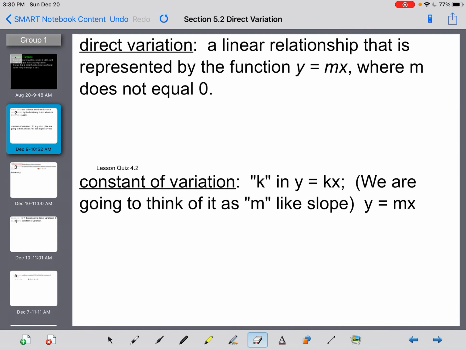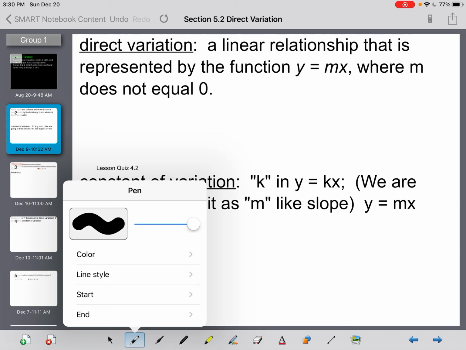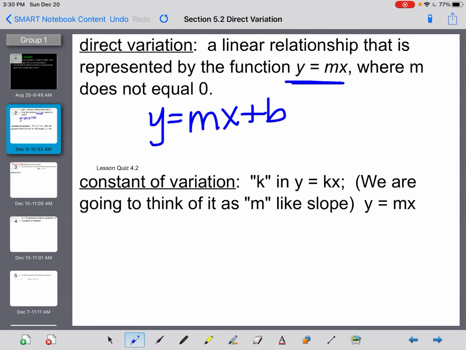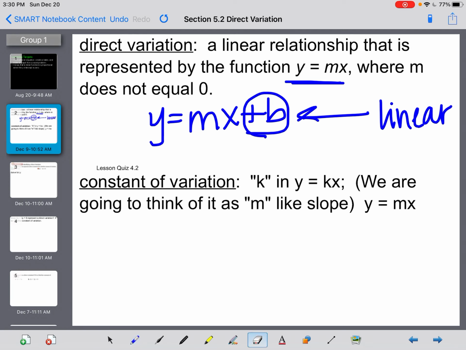All right, so your first two vocab words. Number 1 is direct variation, which is a linear relationship that is represented by the function y equals mx, and m cannot be 0. If you remember the last couple days, we talked about y equals mx plus b. Exact same thing. This makes a straight line. When you graph it, it is a linear function. This time, the b is always 0, so it's not included.